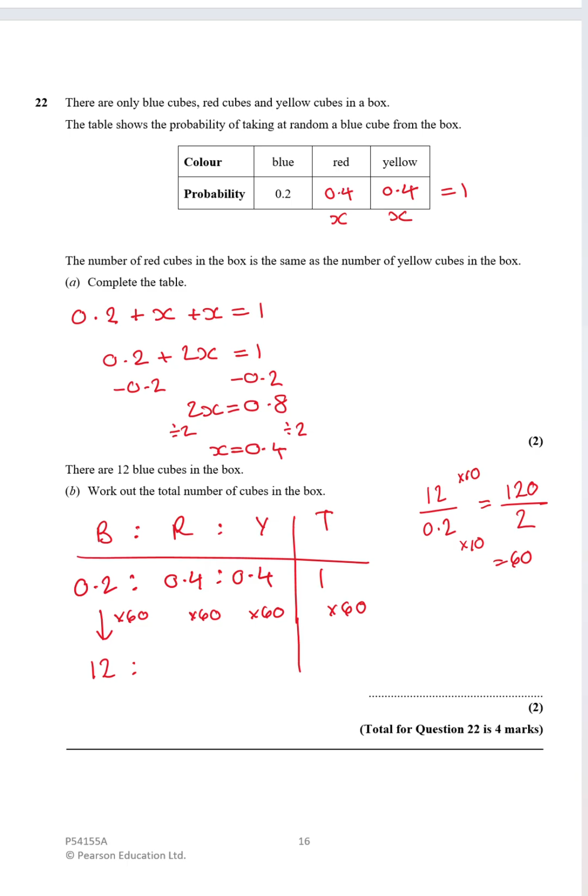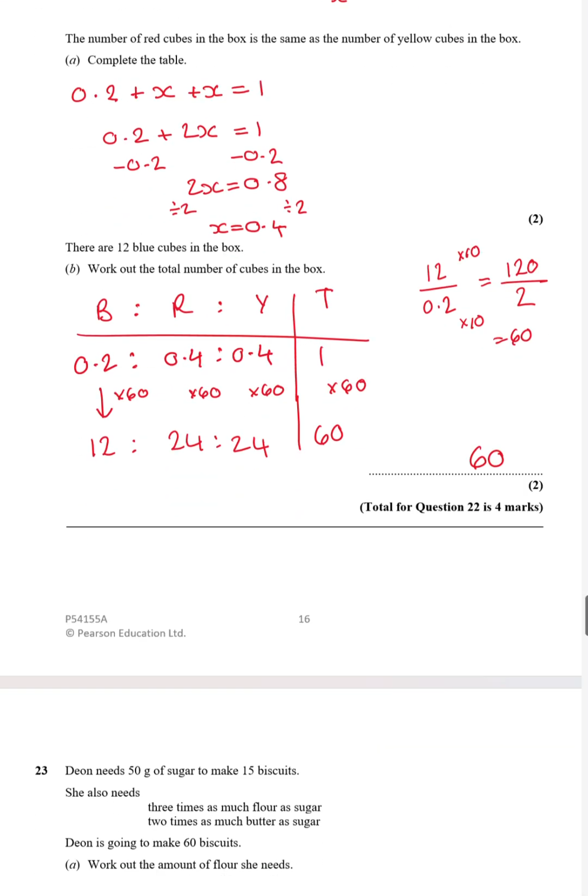I've been asked to work out the total number of cubes in the box, which is 1 times 60, which is 60. I could work out these if I wanted to, but I don't really need to. But just in case you wanted to, it's 24 and 24.